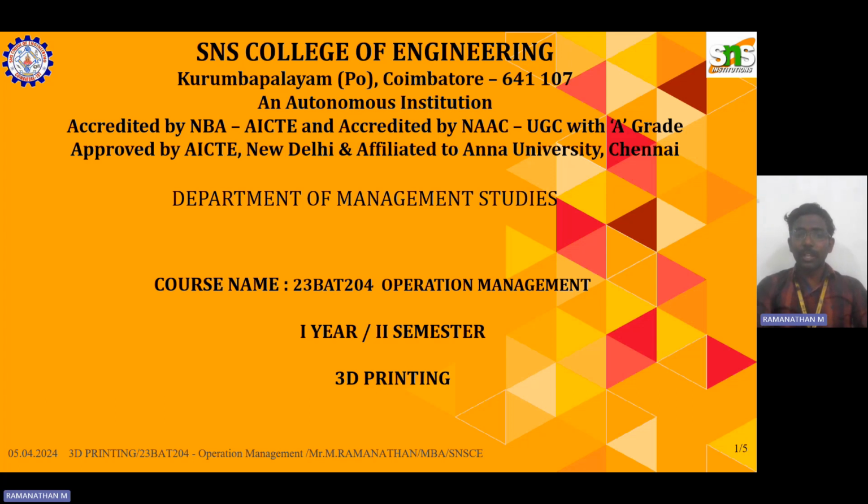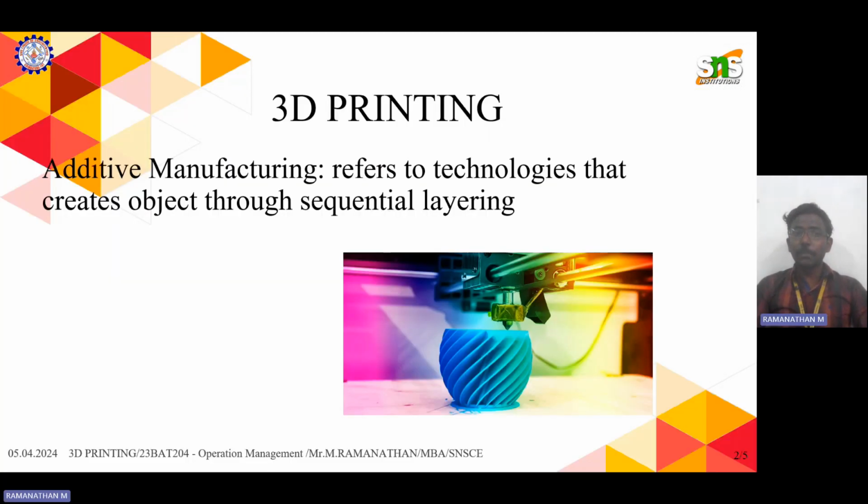So, 3D printing we can call additive manufacturing. It's a technology where we can create a product through sequential layering. Layer by layer, we are able to make that particular product. So additive manufacturing is a manufacturing technique or technology where we can create a product through sequential layering.